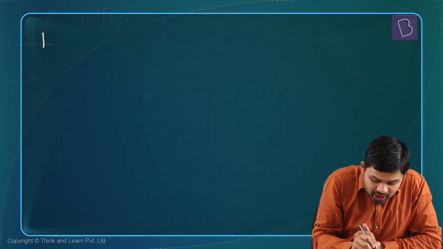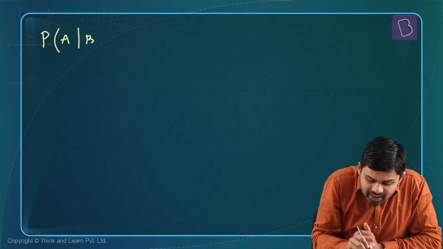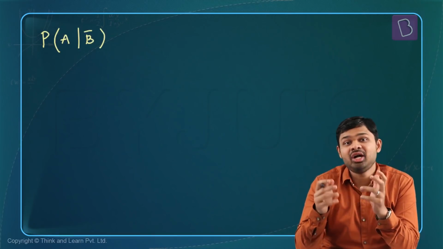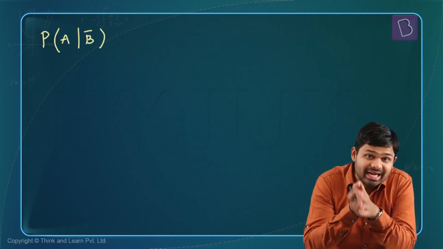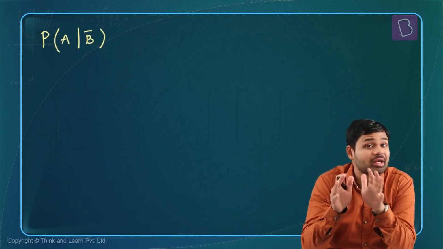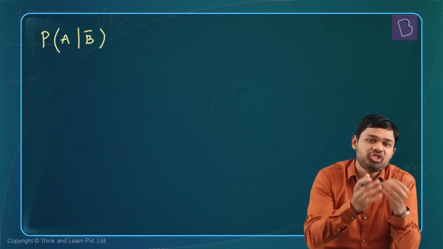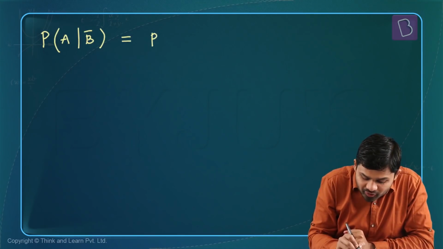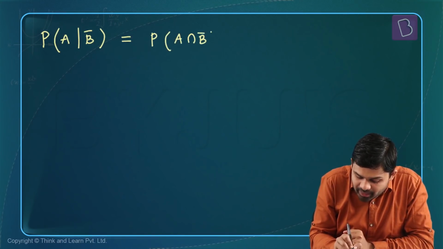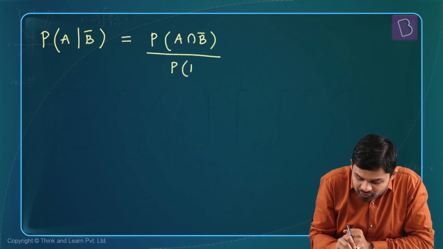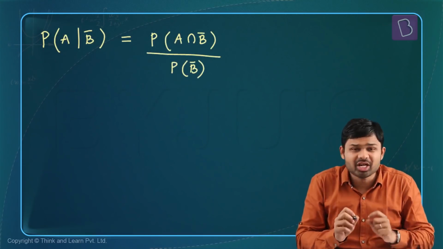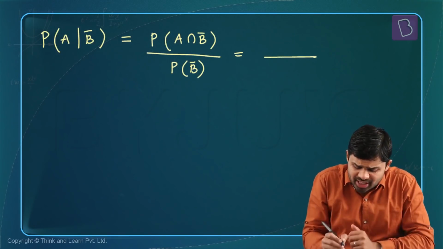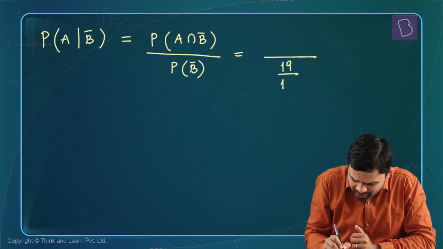So option C speaks about P of A given B complement. So this means that we have to find the probability that Sohan receives the letter given that Mohan has not received a reply. That's the English translation of this mathematical statement. So let's use the definition of conditional probability here. It's going to be P of A intersection B complement divided by P of B complement. Well, P of B complement is going to be very easy because we know P of B is 81 over 100. So P of B complement will be simply 19 over 100.